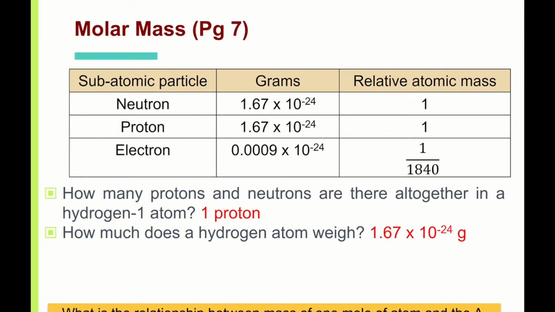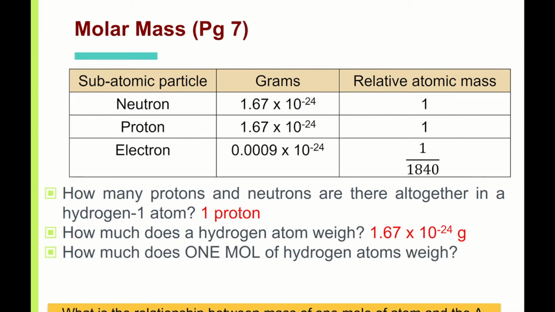So in chemistry, this is too small, too negligible. We don't look at 1 single atom, we look at 1 mole. So 1 mole contains how many atoms first? Recall. 1 mole contains 6 times 10 to the power of 23, right?